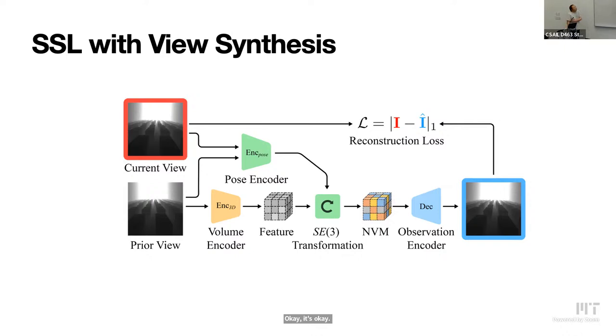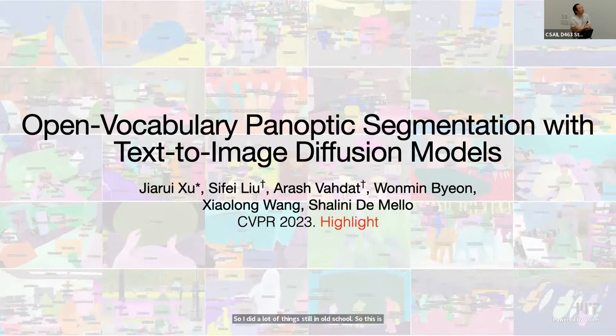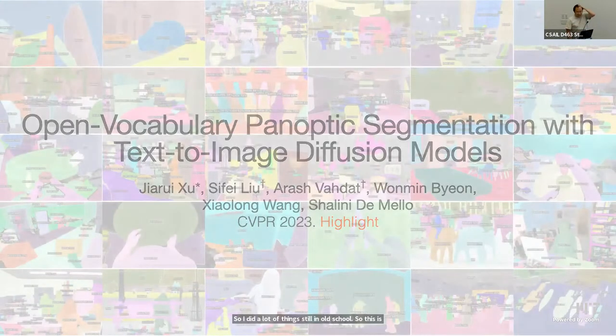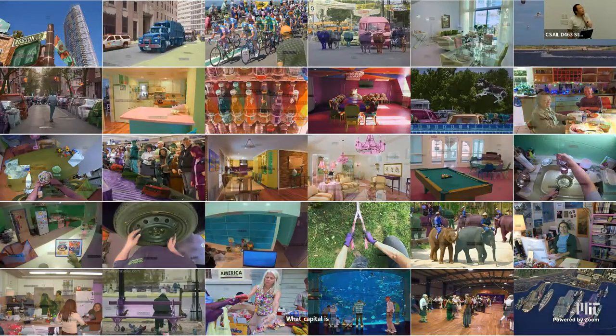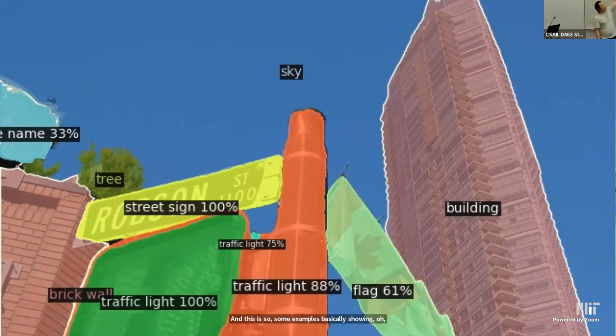Yeah, so that's the locomotion part. I'm still a computer vision person, so I did a lot of things still in old-school vision. This is a recent work we did on open vocabulary segmentation. We get pretty good results. These are some examples. It's about doing segmentation, but not on fixed categories, on open categories.